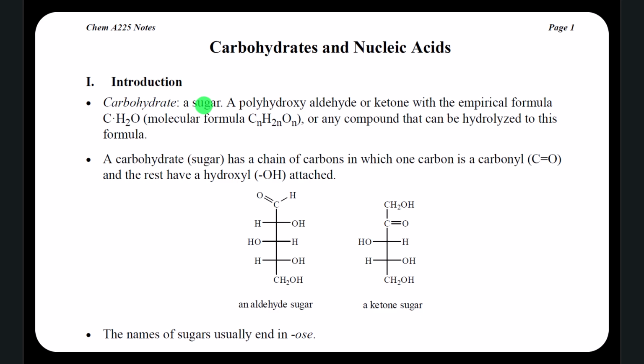From an organic chemistry point of view, a carbohydrate is a structure that has an aldehyde or ketone on one carbon, and then hydroxyl groups attached to all the rest of the carbons. So a polyhydroxy, multiple hydroxy aldehyde or ketone.